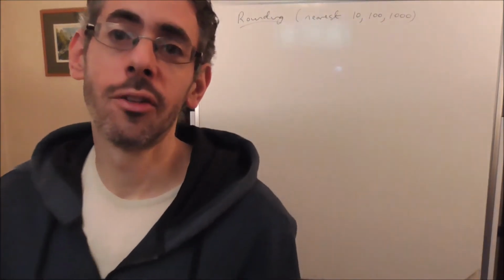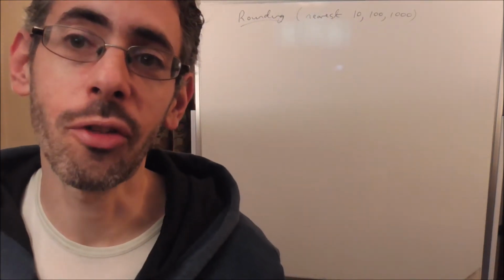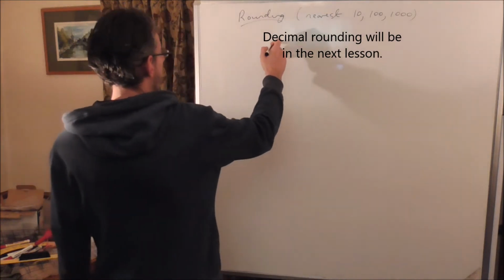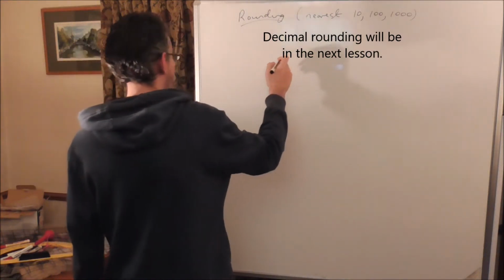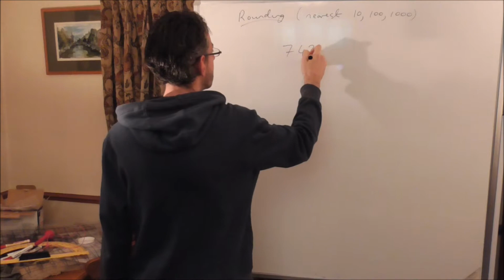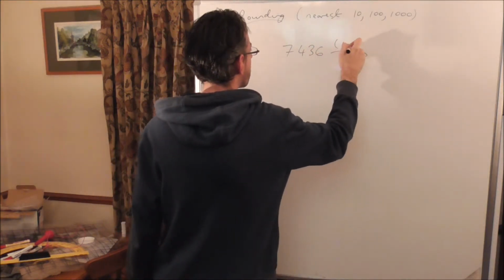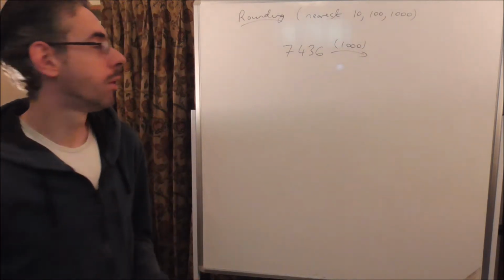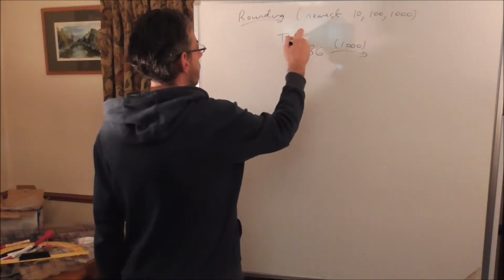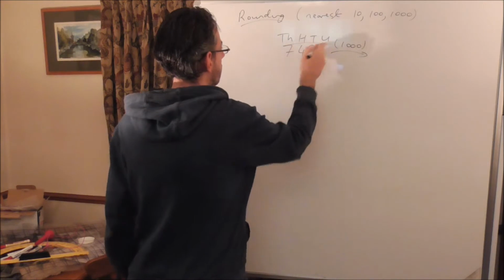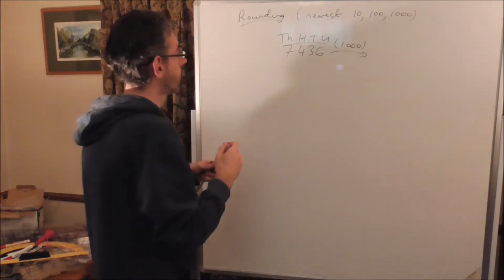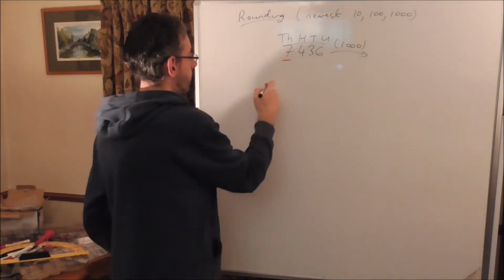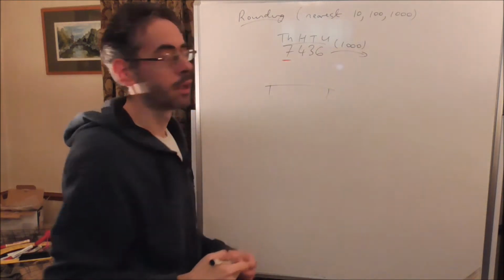So before we move on to decimal rounding, let's do some rounding to the nearest 1,000 in a bit more detail. So our first one is 7,436, to the nearest 1,000. We've got the thousands digit, hundreds digit, tens digit, units digit, and we're going to be rounding to the nearest 1,000 this time. So again, I'm going to do a little sketch. I'll find the two thousands numbers it's between and then decide which one it's closer to.